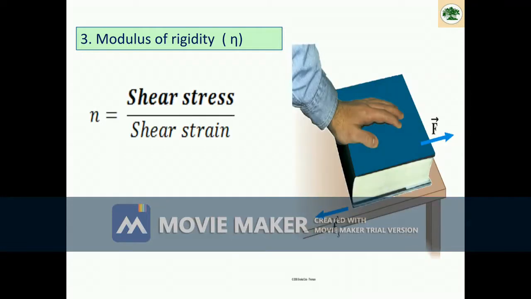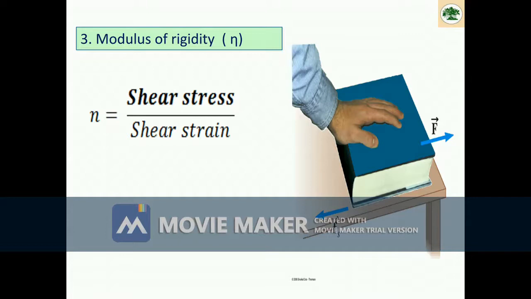There is a third constant of the elasticity, that is the modulus of the rigidity. It is denoted by letter eta. This modulus of rigidity is nothing but the ratio of shear stress to the shear strain.